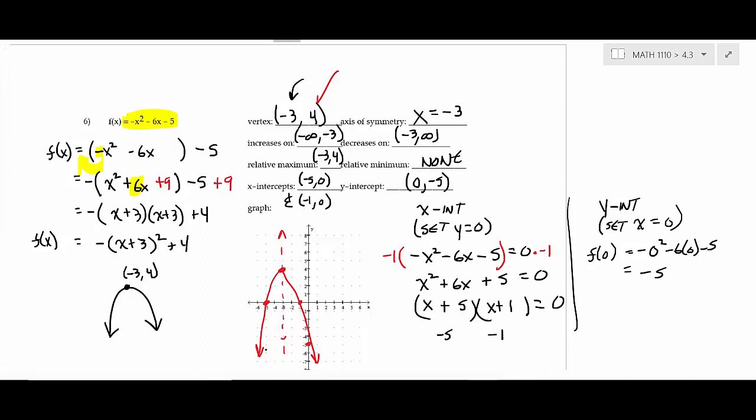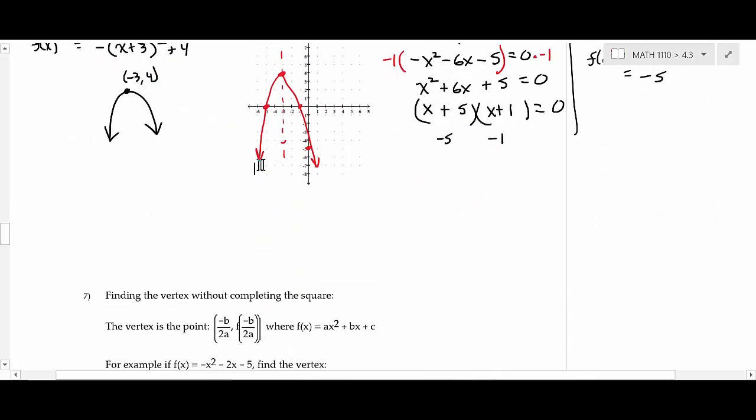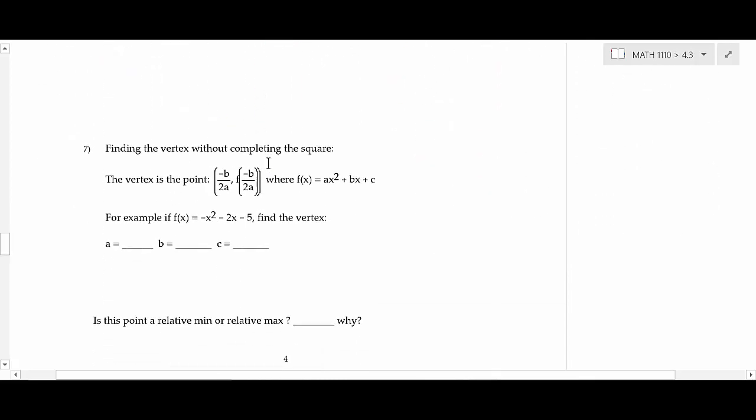Now what we're going to transition into next is that it turns out you can do this without learning how to complete the square. I recommend that you learn how to do that, but there's a second way to find the vertex if you don't like doing it this way. That's what I'm going to show you next on the next page. All right, so any questions about what I just did? Okay, so the next thing we're going to do is learn how to find the vertex without completing the square.